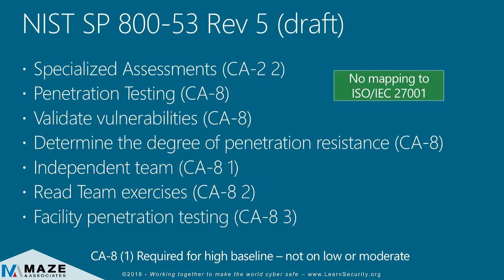They kind of give you their ideas of what it's trying to do, and that's to determine the degree to which a system can resist penetration. But the key point to this is, if you know 800-53, there's 3 different baselines: low, moderate, and high. So if you have a low-level system, it has a different set of controls that you look at, and if it's a moderate-based system, they add some more, and if it's a high-based system, they add some more. This is only required for a high-based system.